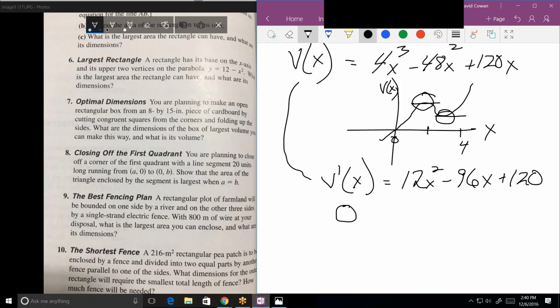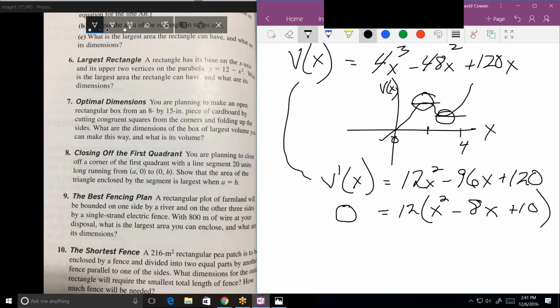And of course, we'll be looking for the maximum. So I set that, and first thing I can do to this function to break it down a little bit is divide everything by 12, right? In other words, if I factor out a 12, I'm left with x squared minus 8x plus 10.